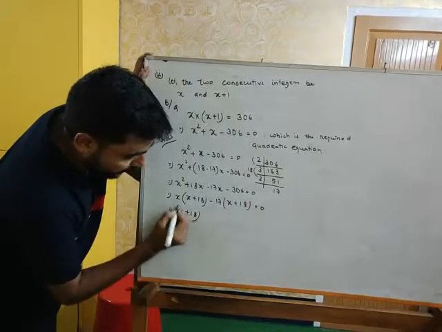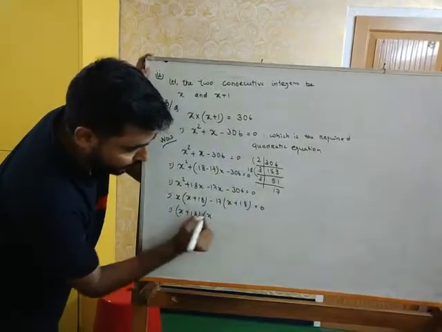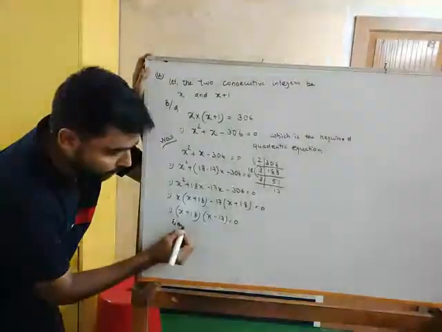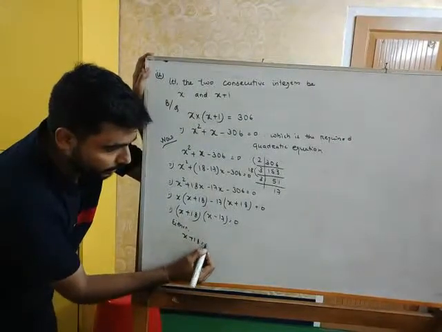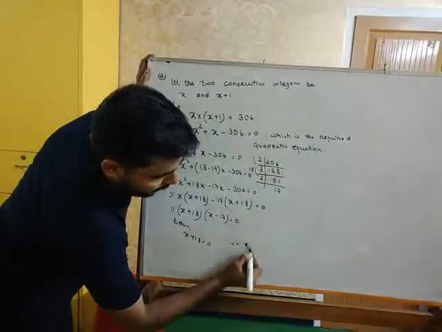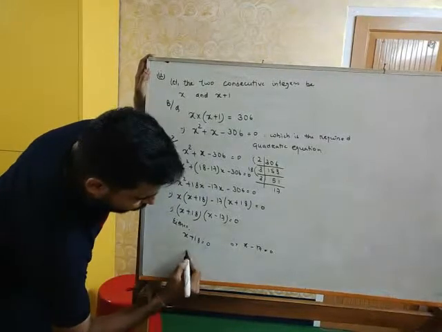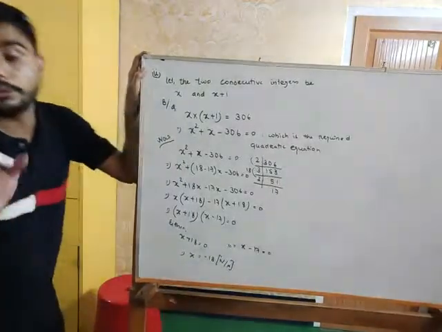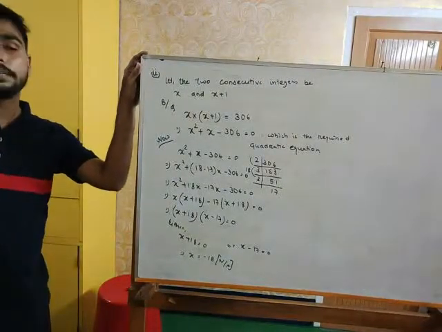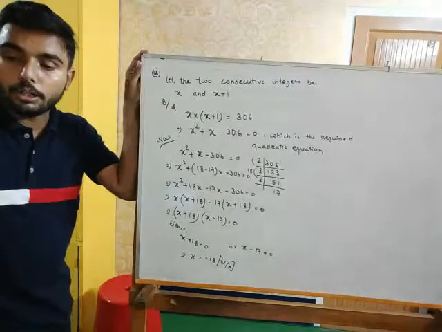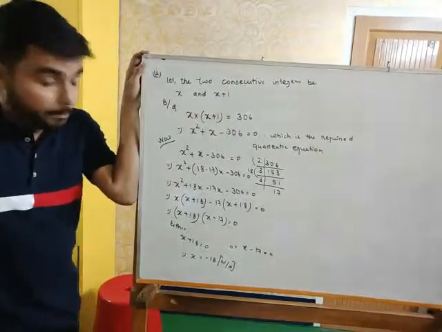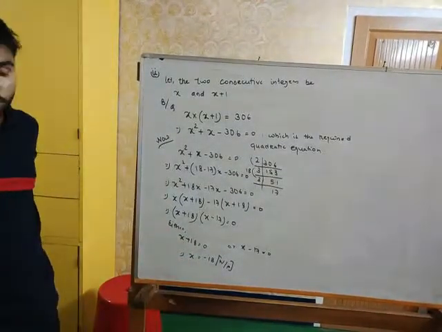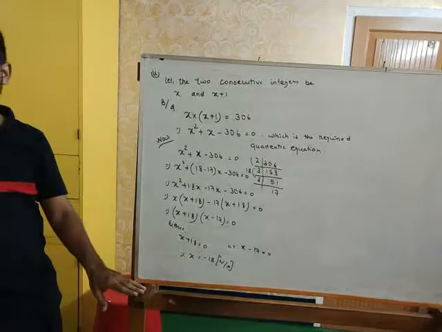So overall you can see x plus 18 is common, and here x remains and here minus 17 remains, is equal to 0. So either x plus 18 is equal to 0 or x minus 17 is equal to 0. So which implies x is equal to minus 18. Is it possible? No. In the question it is clearly mentioned that it is a positive integer. So minus 18 is not a positive integer, since it has a minus sign with it. So x equal to minus 18 is not possible.